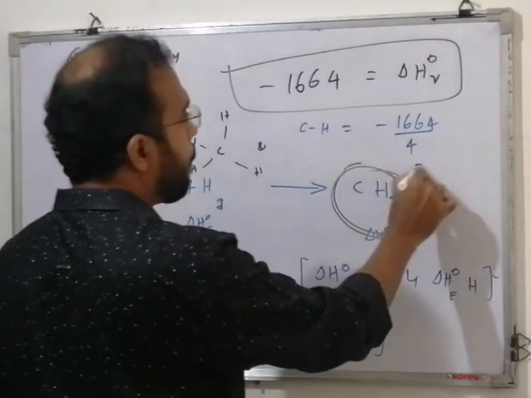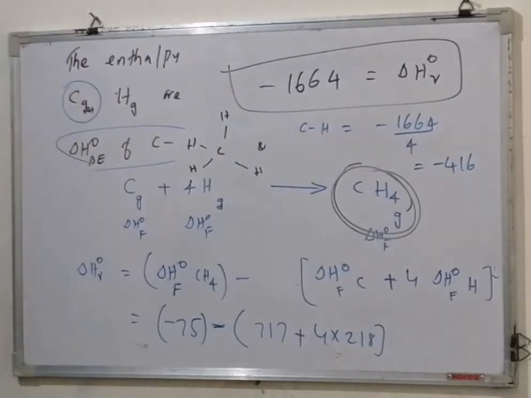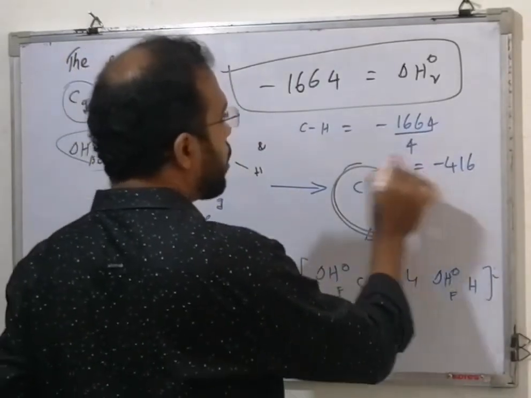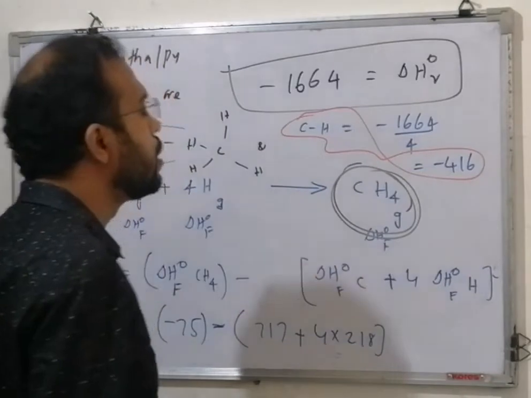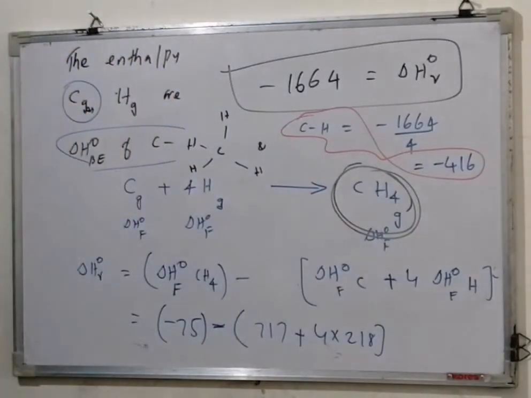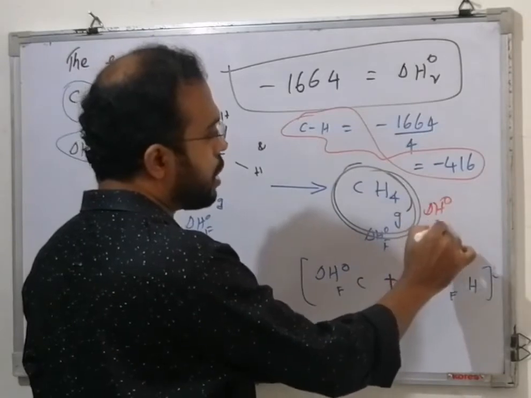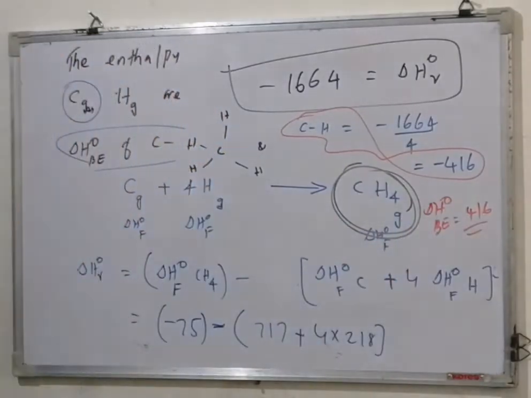That is minus 416. Now the question: what is the bond enthalpy? Bond enthalpy should be answered as a positive value, exothermic, because this value represents the heat released when 1 CH bond is formed. Therefore, bond enthalpy is equal to 416. Am I correct? Yes.